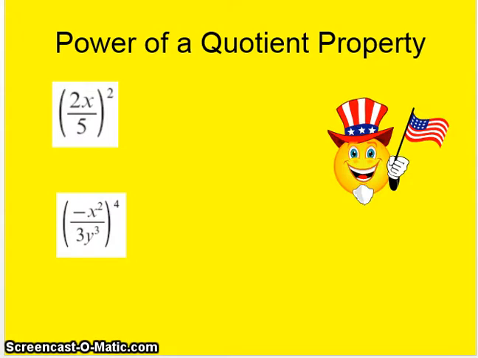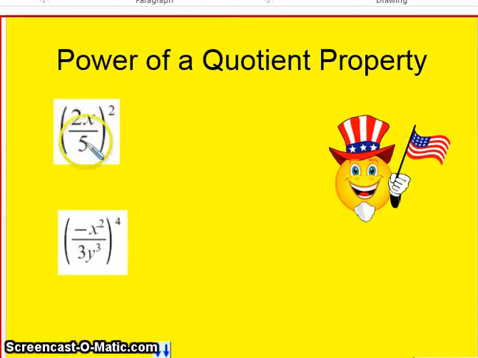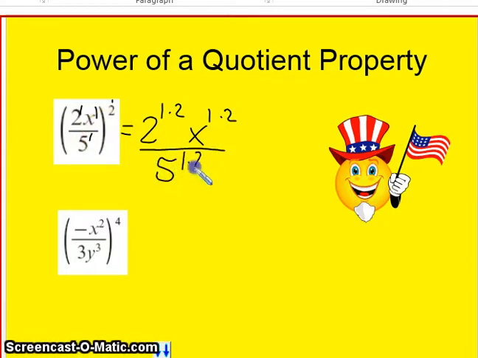For example, and here's some that need to be in your notebook, if you have 2x divided by 5, and you're squaring it, this square has to be multiplied by every exponent inside your parentheses. Now here you don't have any exponents inside the parentheses, so we assume they're all 1. I've got 2 to the 1st, x to the 1st, 5 to the 1st. And I'm going to multiply 2 by each of these exponents. So I've got 2 to the 1 times 2, and then I've got x to the 1 times 2, and it's all over 5 to the 1 times 2.